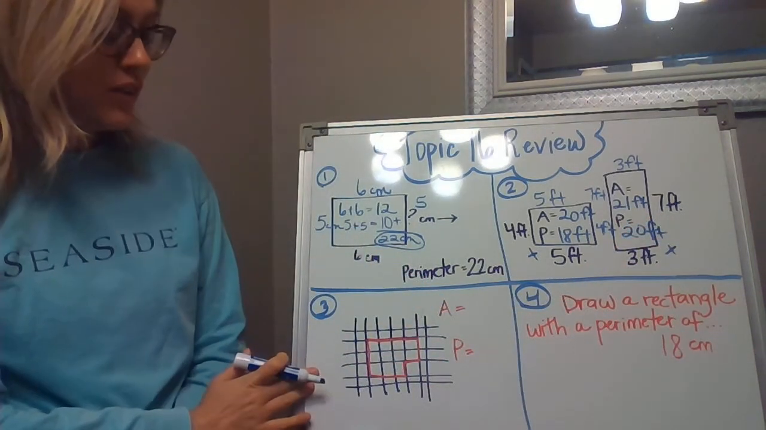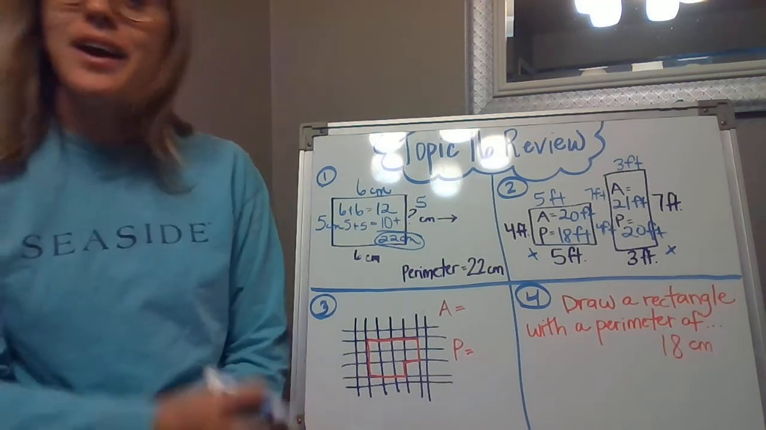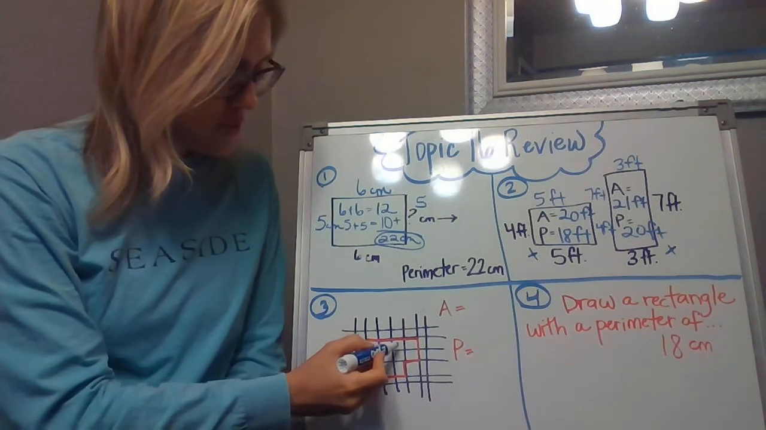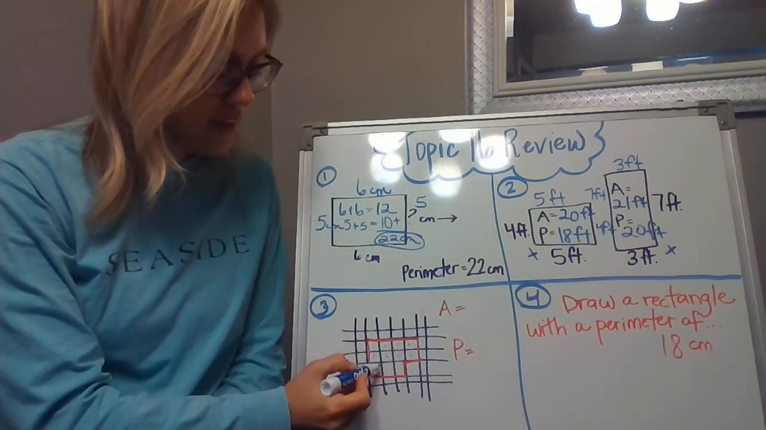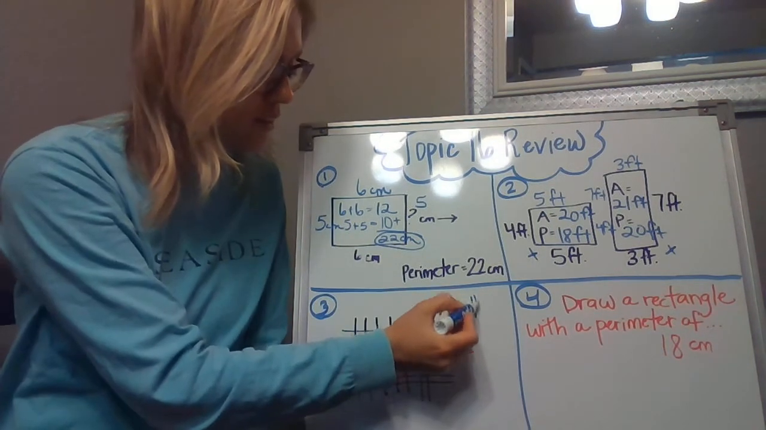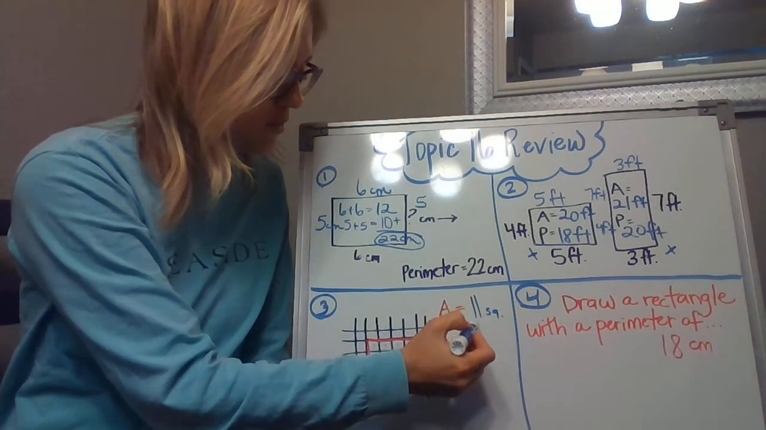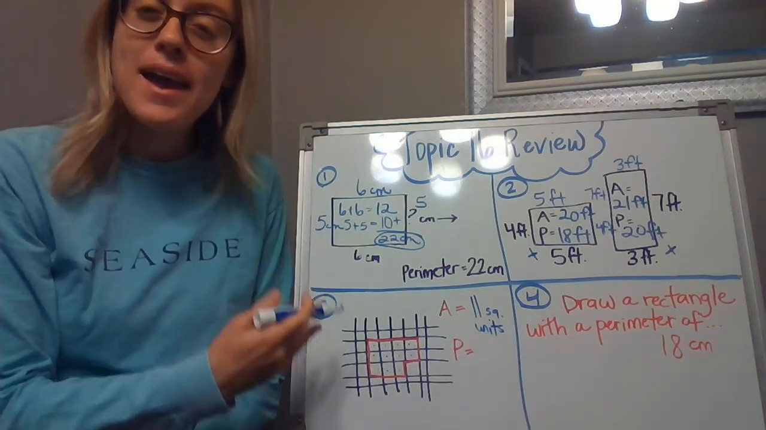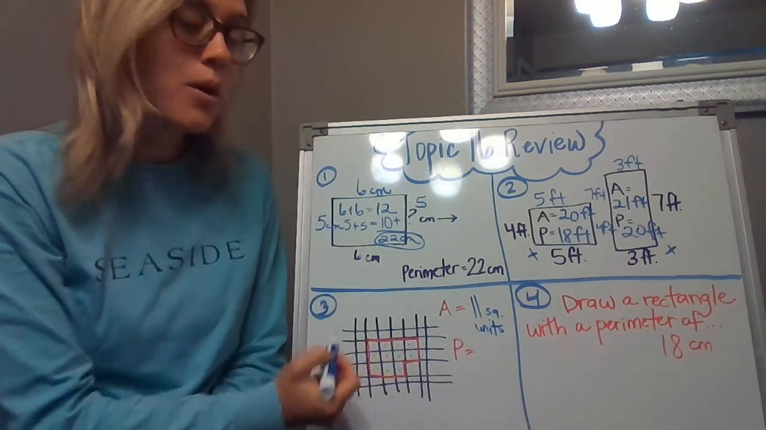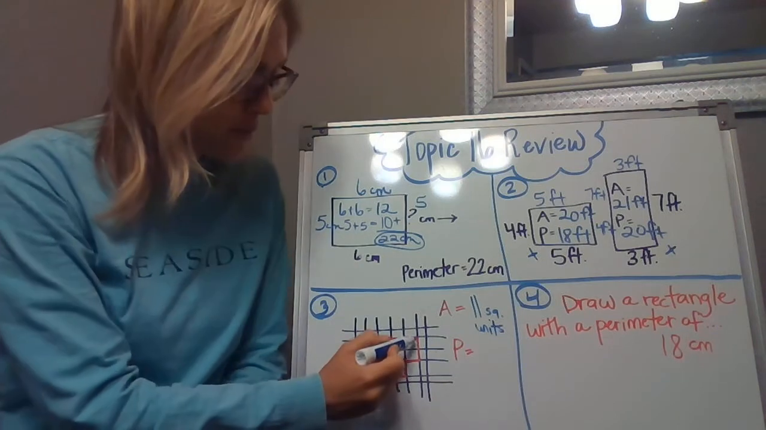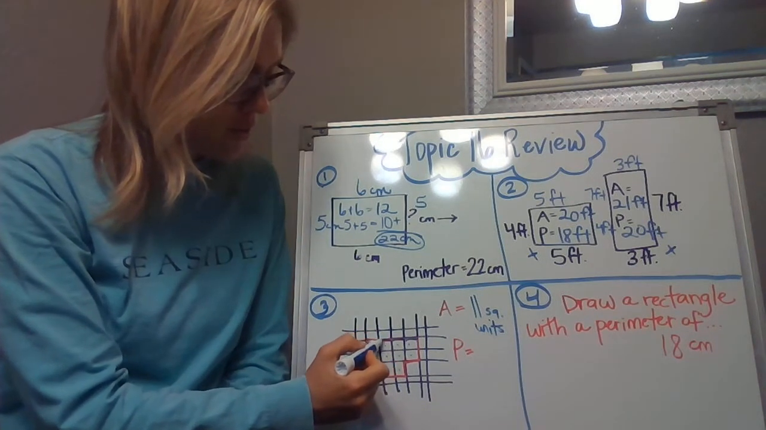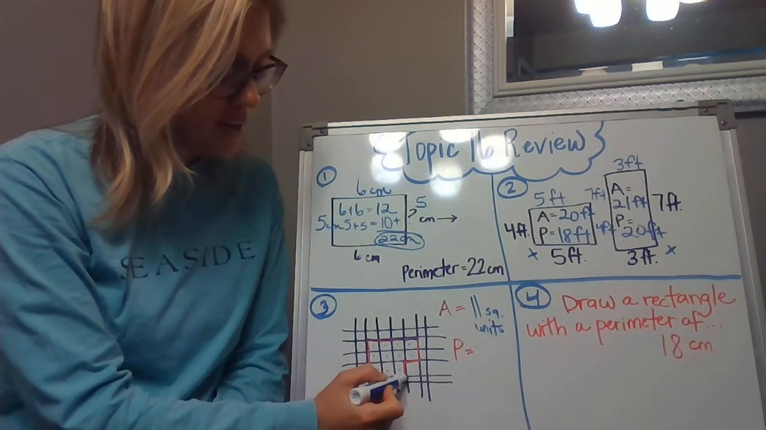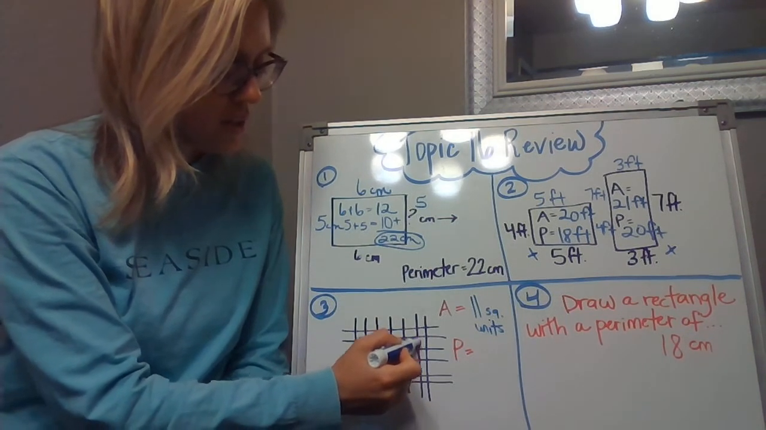All right, moving on to number 3. This one shouldn't be too hard for area. You are just going to count how many are on the inside: 1, 2, 3, 4, 5, 6, 7, 8, 9, 10, 11. And for the perimeter, we're counting how many little lines there are going all the way around: 1, 2, 3, 4, 5, 6, 7, 8, 9, 10, 11, 12, 13, 14.